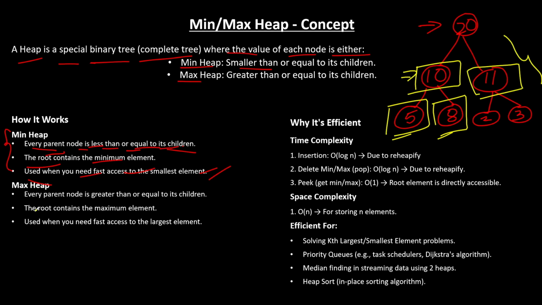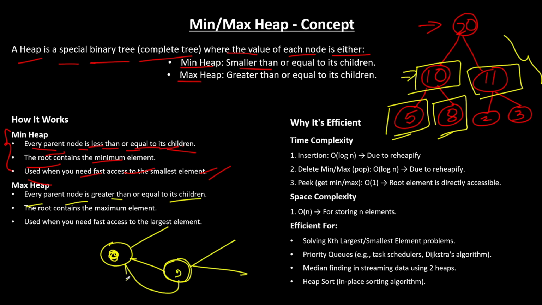So what is written here? Every parent node in a max heap is greater than or equal to its children. So basically, if this is the maximum element, all its children will be smaller than it. This is the maximum element, and all the children below it will be smaller than this. And this will be smaller than this particular node, but greater than the children below it. This is how it goes.